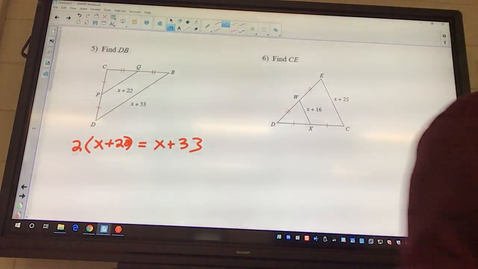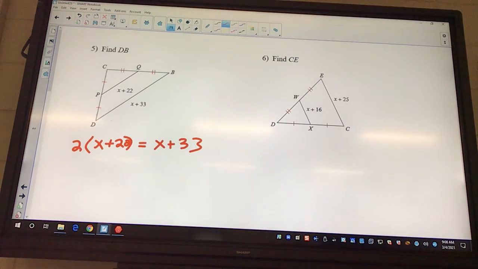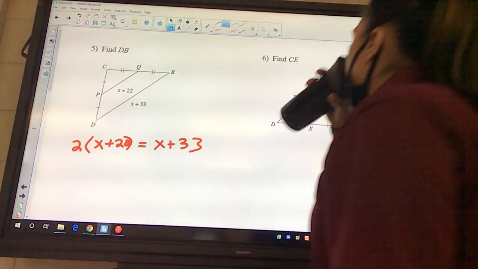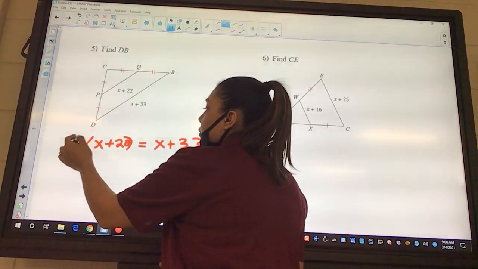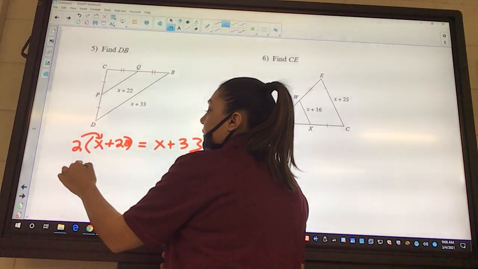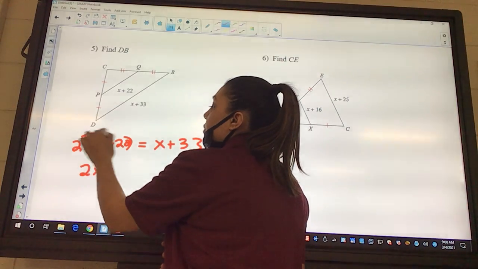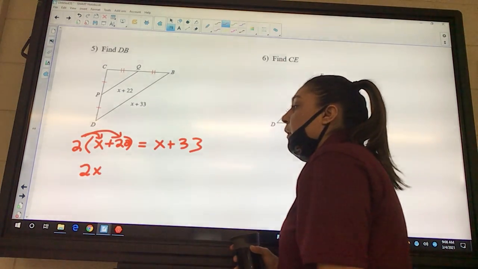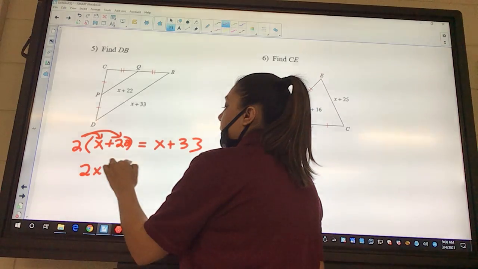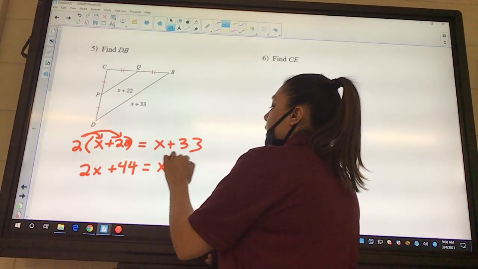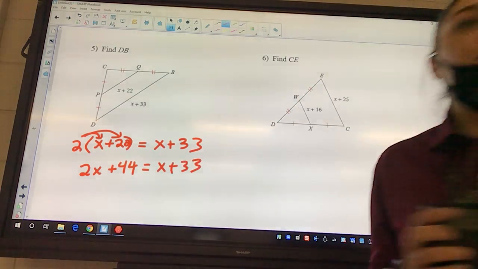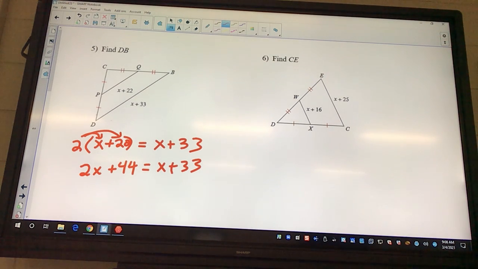What's our next step? Distribution. So 2 times x is 2x. 2 times 22 is 44. And then on the other side, I got x plus 33 still. And we have to get rid of that x.